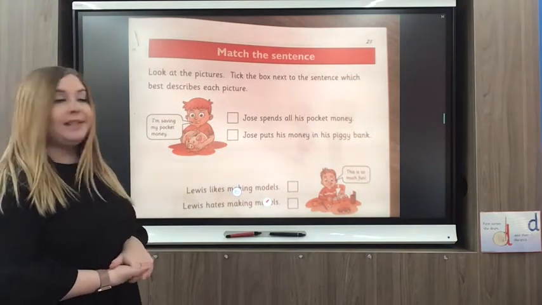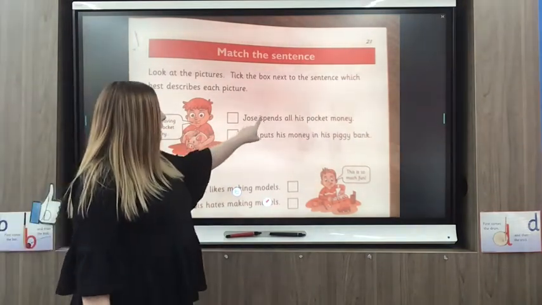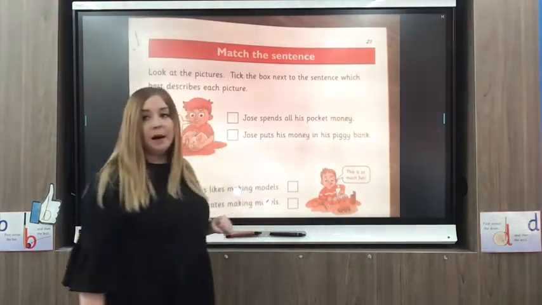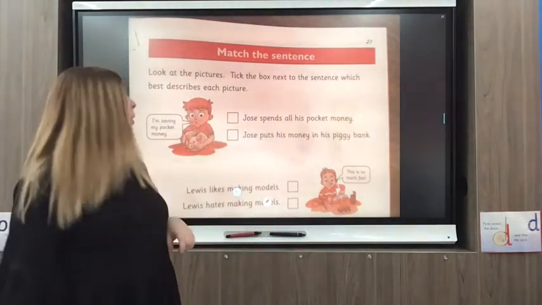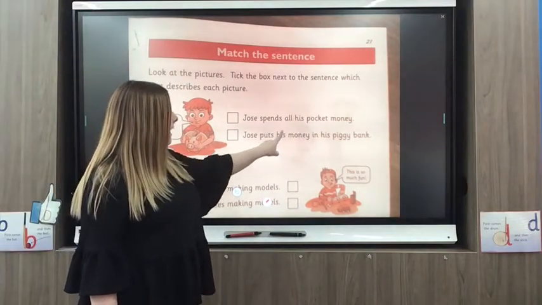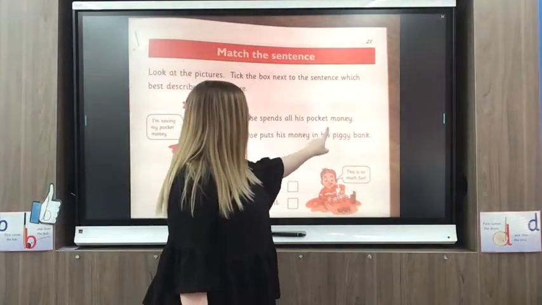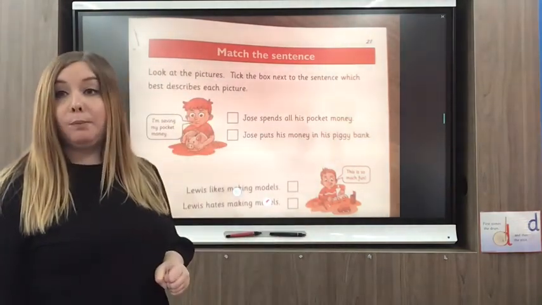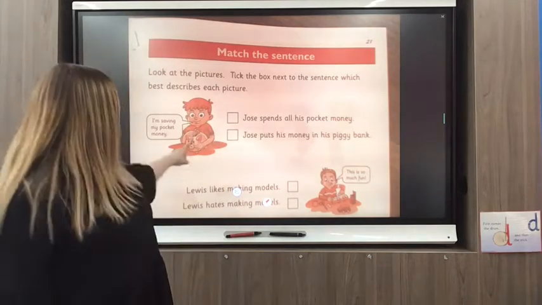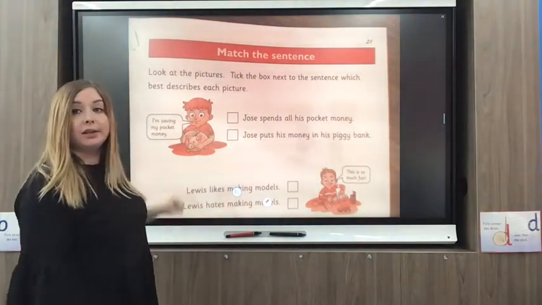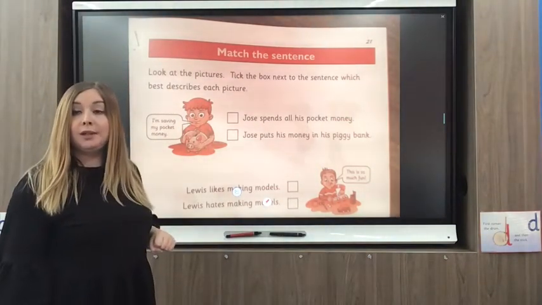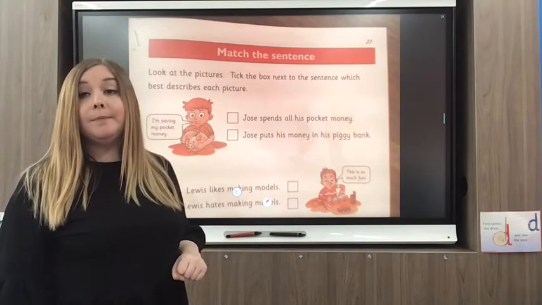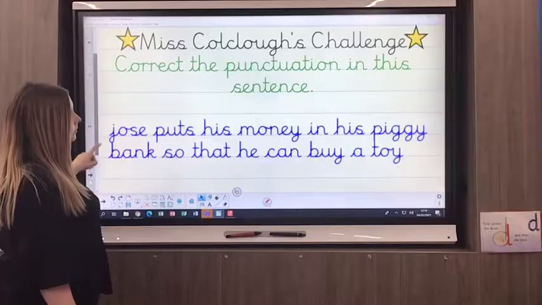So let's have a little look at the first one together. So here we've got a little boy and he's got a piggy bank in his hand, and that's where we put pocket money. And it says, I'm saving my pocket money. So he's saving all of that money, maybe to buy something fantastic. And then we've got two sentences. Joe spends all his pocket money. Is that what Joe is doing? Or Joe puts his money in his piggy bank. Which of those two sentences best describes the picture and the speech? You've got to put a tick next to the sentence that you think is correct. And you've got four to do.